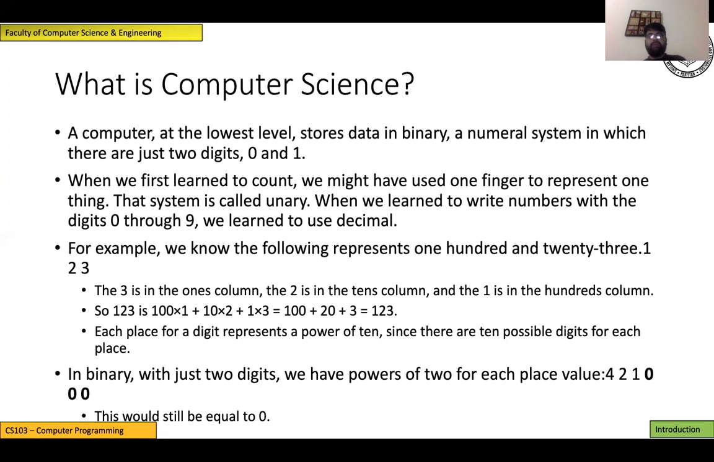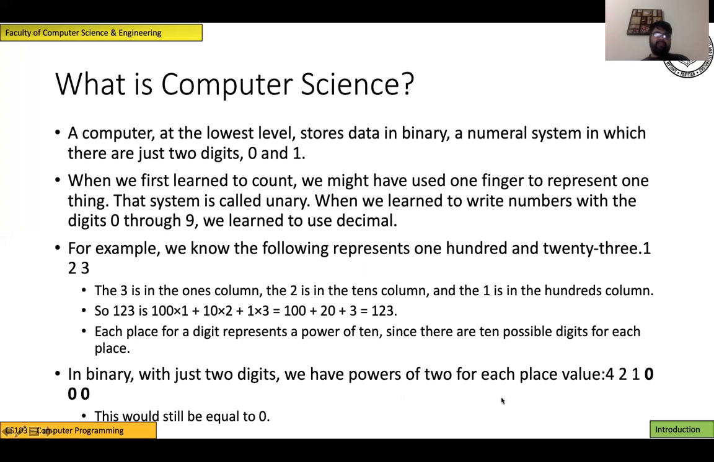For example, 123 represents 123 to the base 10, or in the decimal system. The 3 is in the ones column, the 2 is in the tens column, and the 1 is in the hundreds column. So 123 can be represented as 100 into 1 plus 10 into 2 plus 1 into 3, which is 100 plus 20 plus 3, which is again 123. This is something that you already know, so I won't go into too much detail.